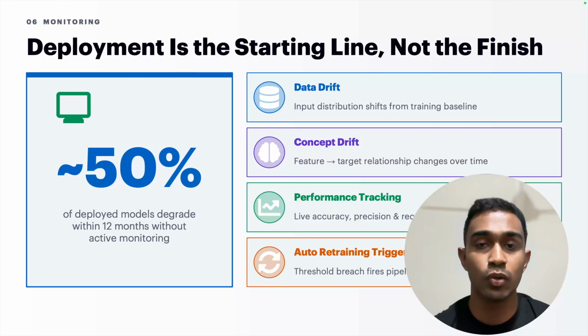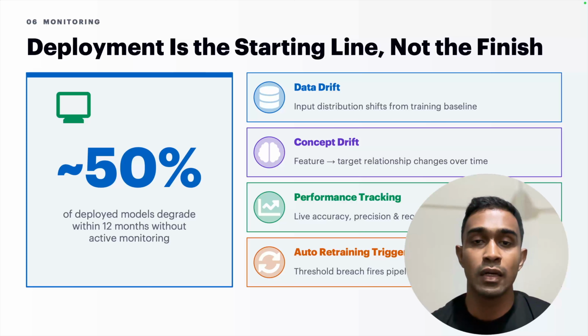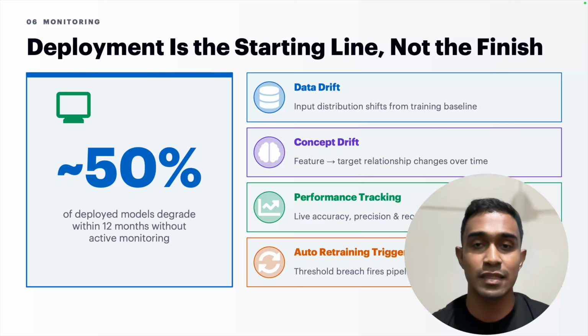Beyond drift, you also need to track performance. That means monitoring your key metrics like accuracy, precision, recall, or whatever business metrics you care about. And it should be done on live production data, not just on your original test set.